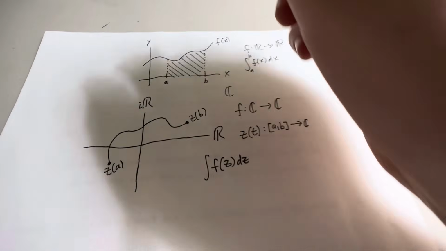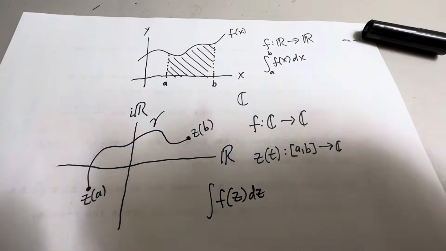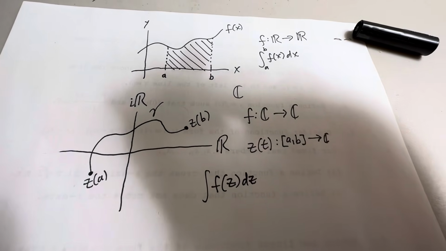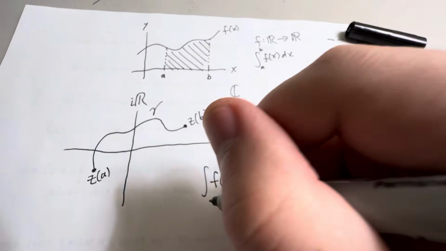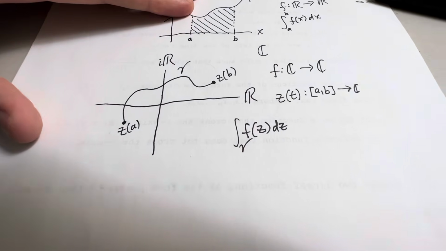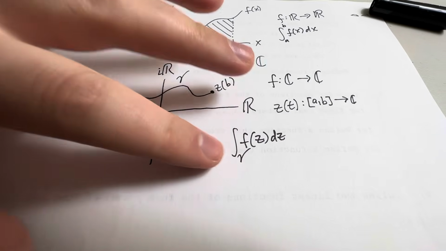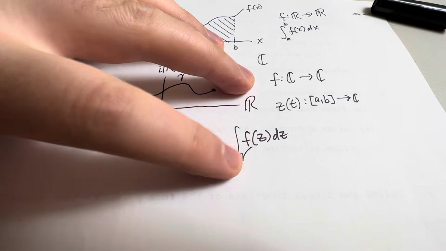And typically what people in complex analysis like to do is name the curve. Gamma seems to be a popular name. So they write gamma down there at the bottom. So we integrate the function f(z), whatever it is, dz, over the curve gamma.